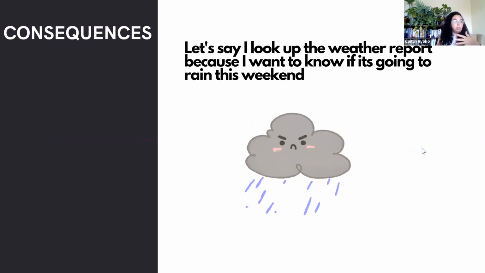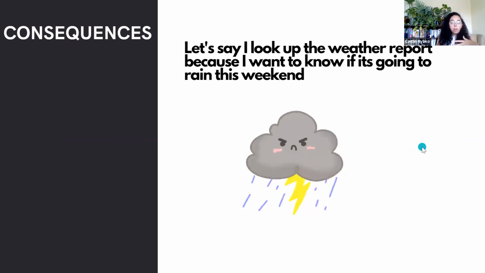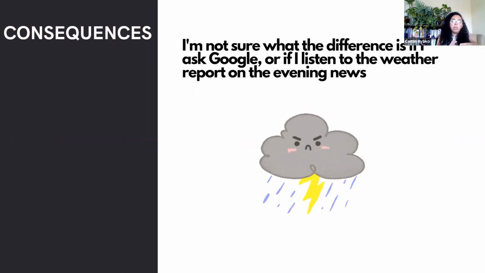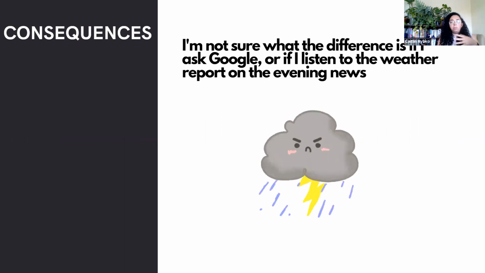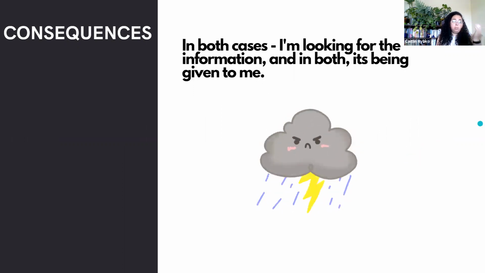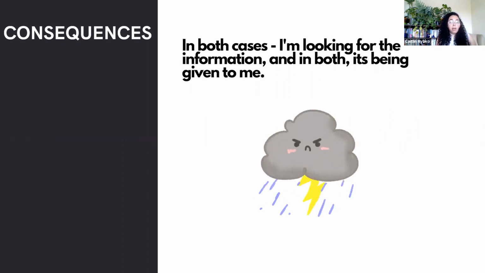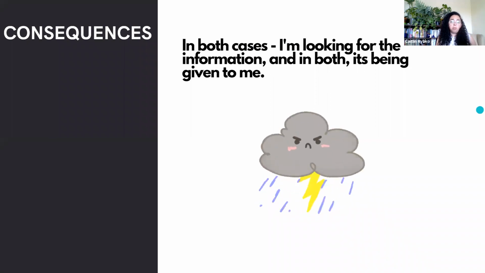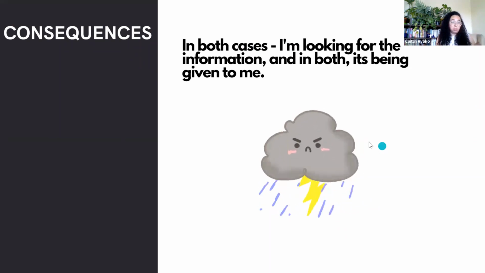So let's say I look up a weather report because I want to know if it's going to rain this weekend. I'm not really sure what the difference is if I Google it or if I listen to the weather report on the evening news, right? And moreover, I'm not really going to check any of them, right? In both cases, I'm looking for information, and in both it's being given to me. So I don't really treat them differently. And remember, Google has gotten me to think about it as being reliable, so I think of it as a reliable source in the same way that I would think about the news.